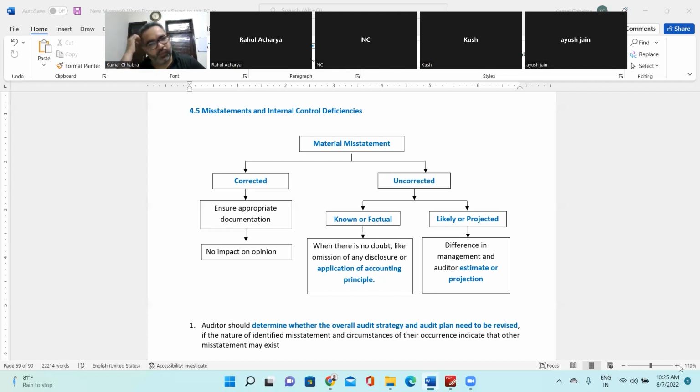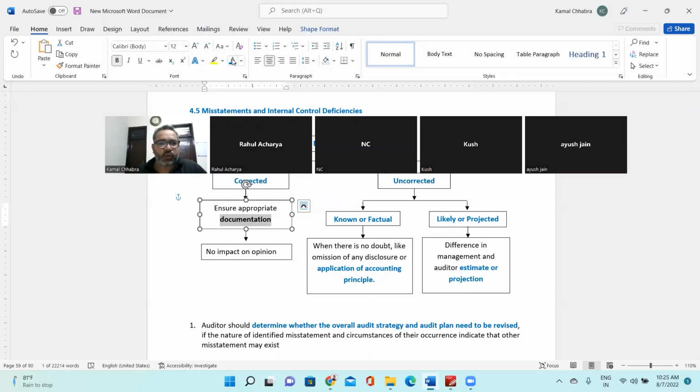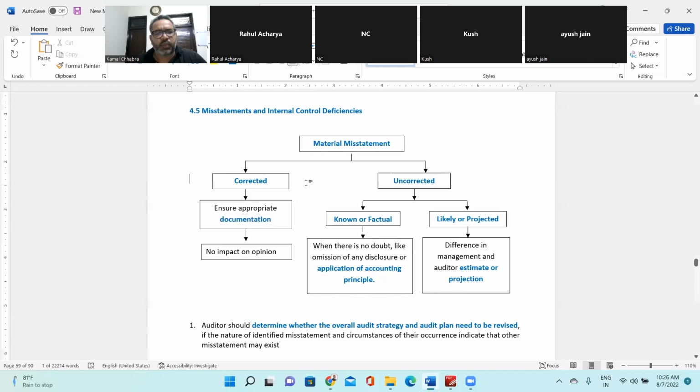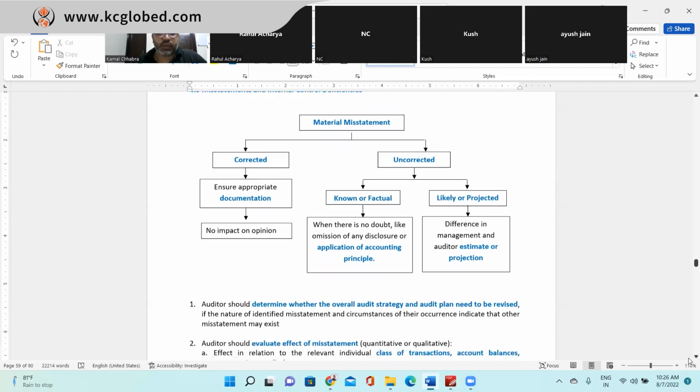Yeah. And what do you need to do for corrected misstatement? We should do documentation and there should be no impact on the opinion. So the most important thing is documentation. We need to ensure appropriate documentation when there is a corrected or uncorrected misstatement. In both cases, documentation should be sufficient to justify what stand you have taken, right?